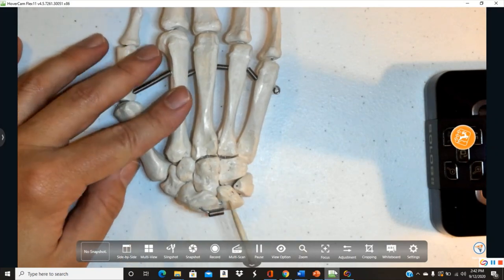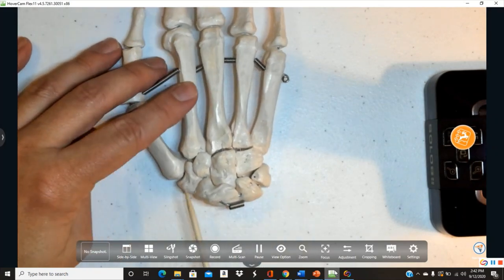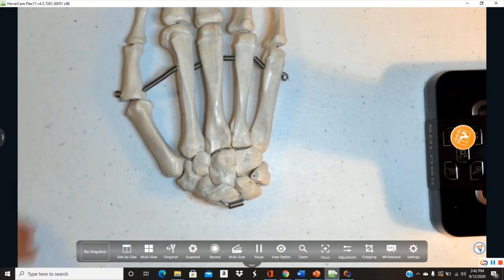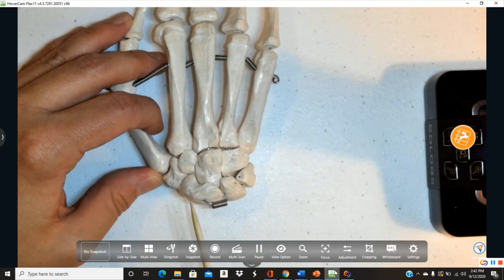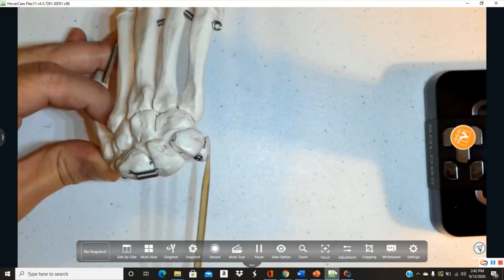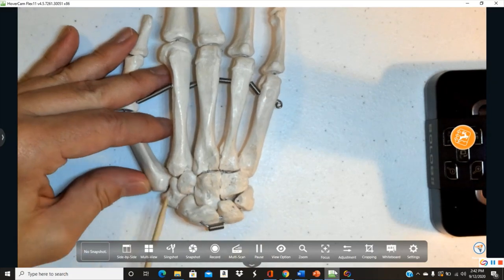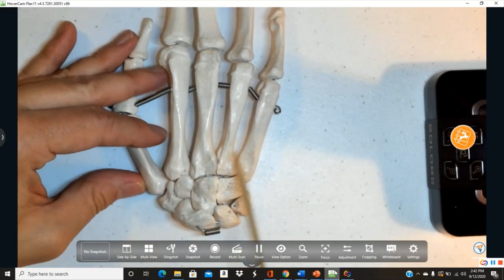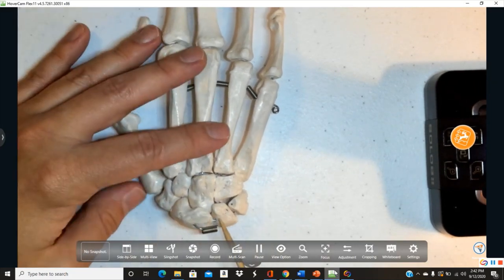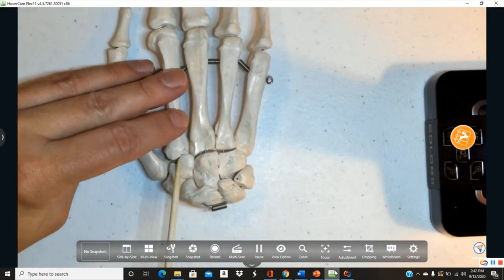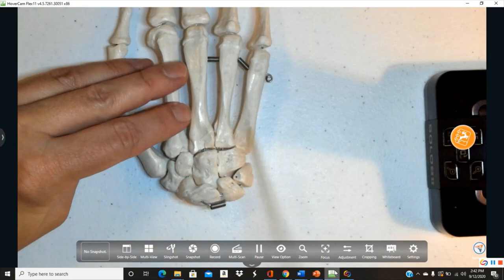Scaphoid, lunate, triquetrium, pisiform, trapezium, trapezoid, capitate, and hamate is how I learned it, but I'm using so long to pinky, here comes the thumb. Trapezium is under the thumb. So scaphoid, lunate, triquetrium, pisiform, trapezium, trapezoid, capitate, and hamate.